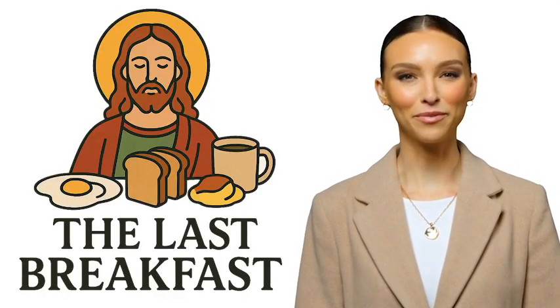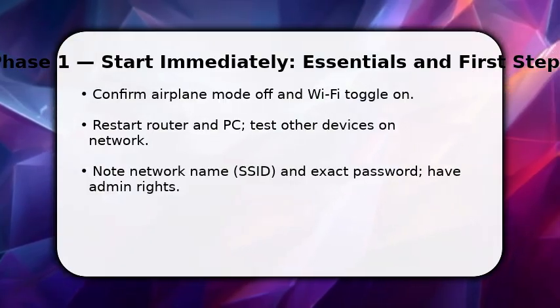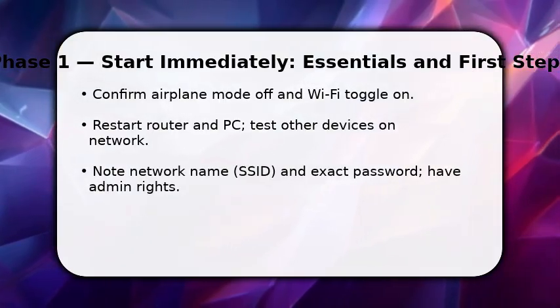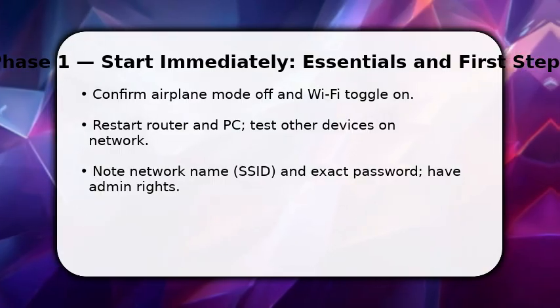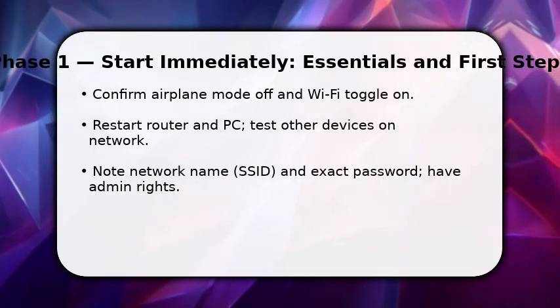You start by verifying the essentials. Make sure airplane mode is off and the Wi-Fi switch is on. Once done, restart the router and your PC to clear transient errors. This often restores connectivity quickly.